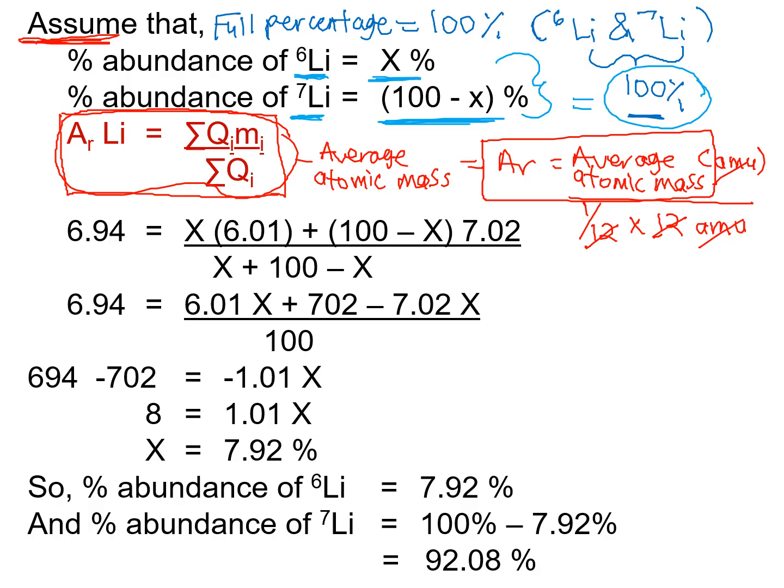So you masukkan the info that you tahu tadi. Okay, kita tahu yang relative atomic mass untuk Li adalah 6.94 kan. And then apa yang kita assume awal tadi, percentage of abundance of 6Li ni X% kan. Ni adalah Q untuk 6Li. Okay, so Q untuk 6Li adalah X%. Manakala Q untuk 7Li adalah 100 minus X. Okay, ni Q untuk 6Li, ni Q untuk 7Li.